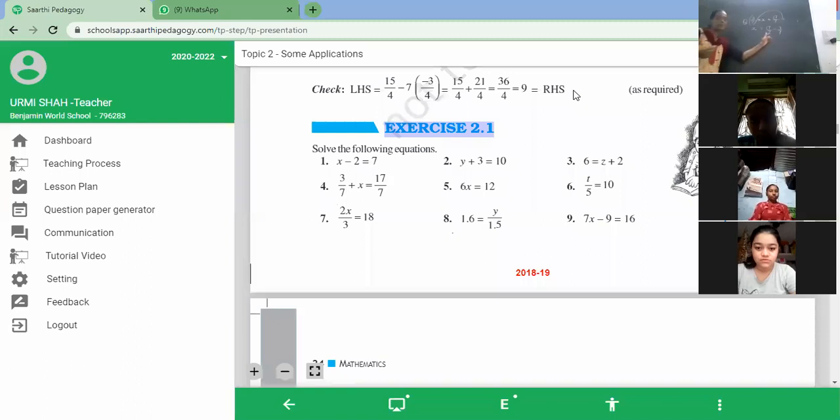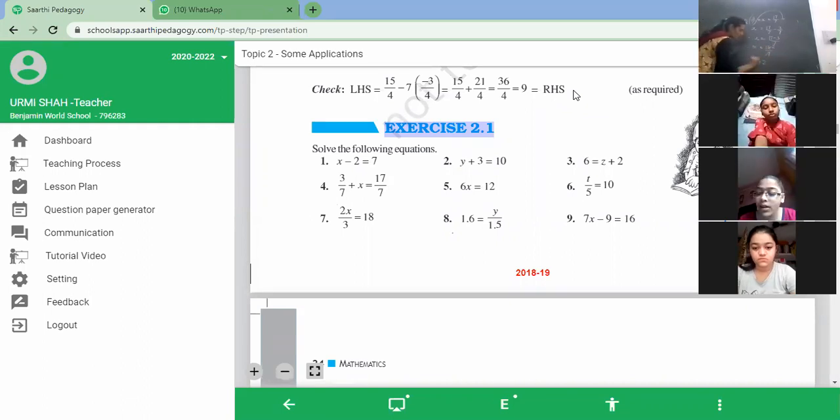Now the denominator is the same, so no need to take the LCM. x is (17 minus 3) upon 7. So x is equal to 17 minus 3 is equal to 14 upon 7. Now in 7 table, 14 will come at 2. You can write 7 twos are 14. So you will get x is equal to 2 only.